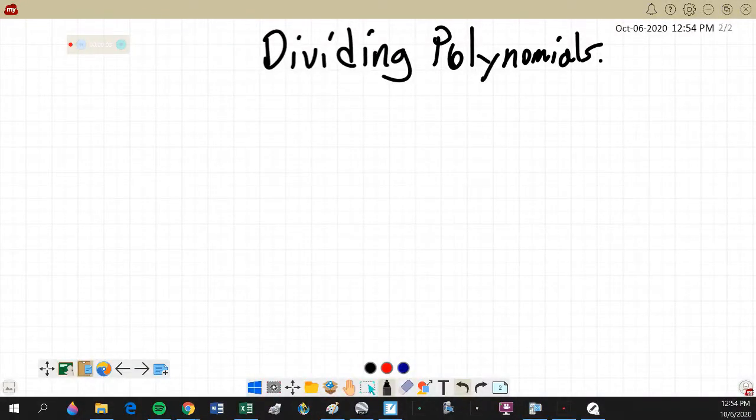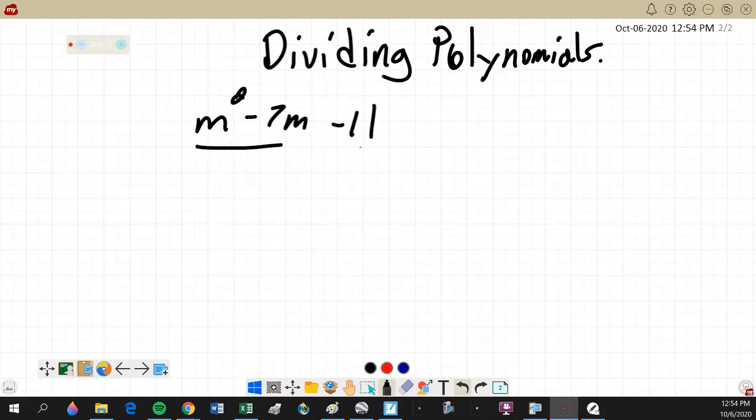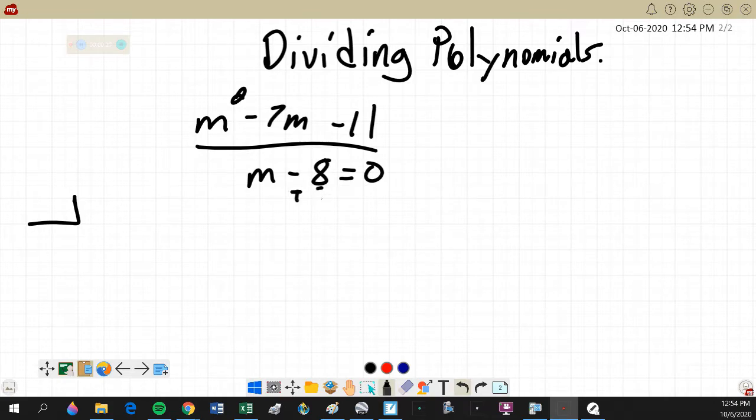Today's assignment is exactly like the assignment that you did on Alex last time. So let's look at number 1. M squared minus 7m minus 11, and that is divided by m minus 8. So what number do we put in the corner of synthetic division? You write equals 0, and then you solve, and you get m minus 8 equals 0.